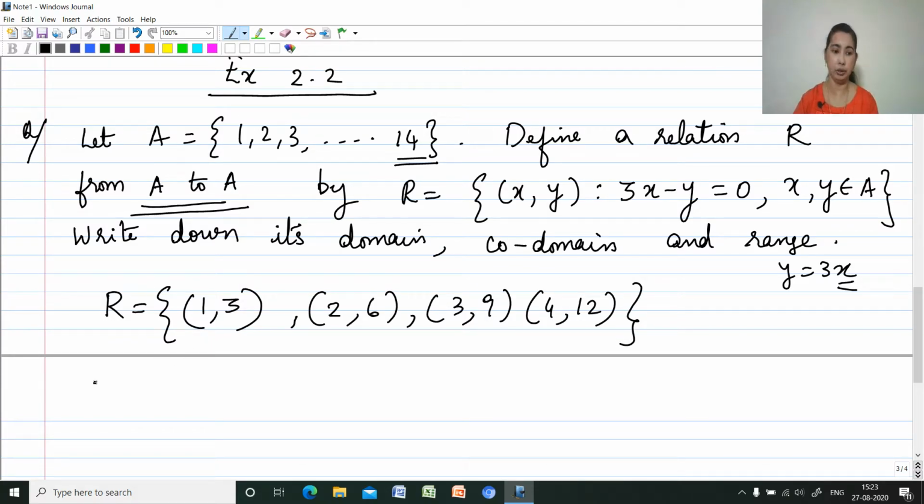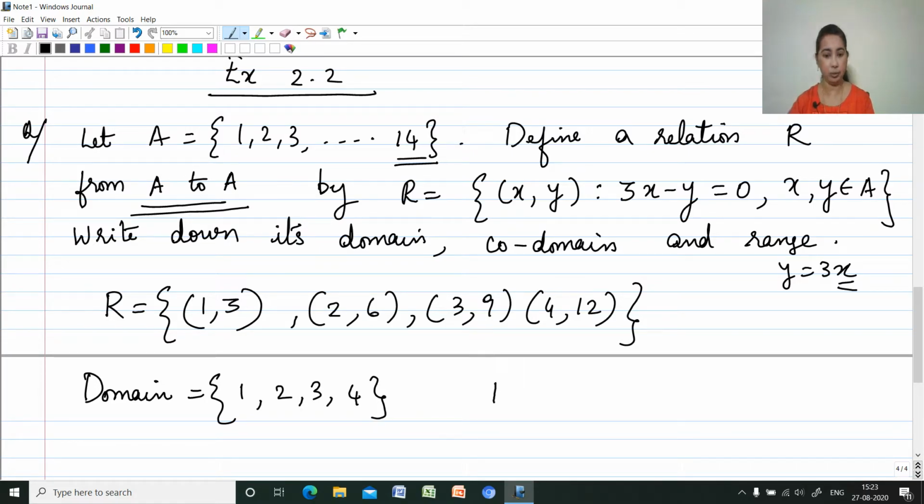Now what about the domain? Domain means the set of first set elements coming in the relation. First set elements coming in the relation is called the domain. So 1, 2, 3 and 4. That's the domain. What about the range? Second set elements coming in the relation is called the range. So 3, 6, 9, 12.